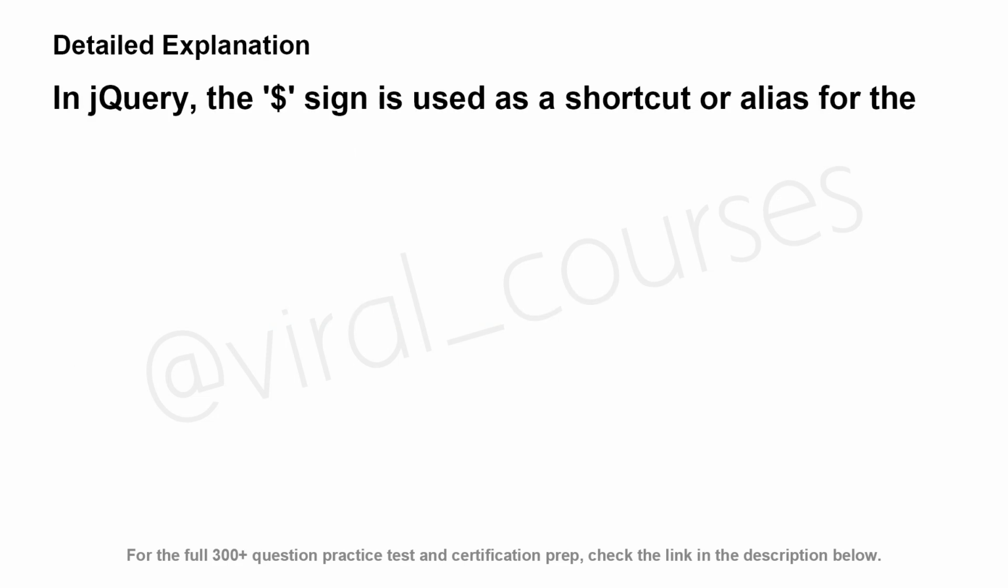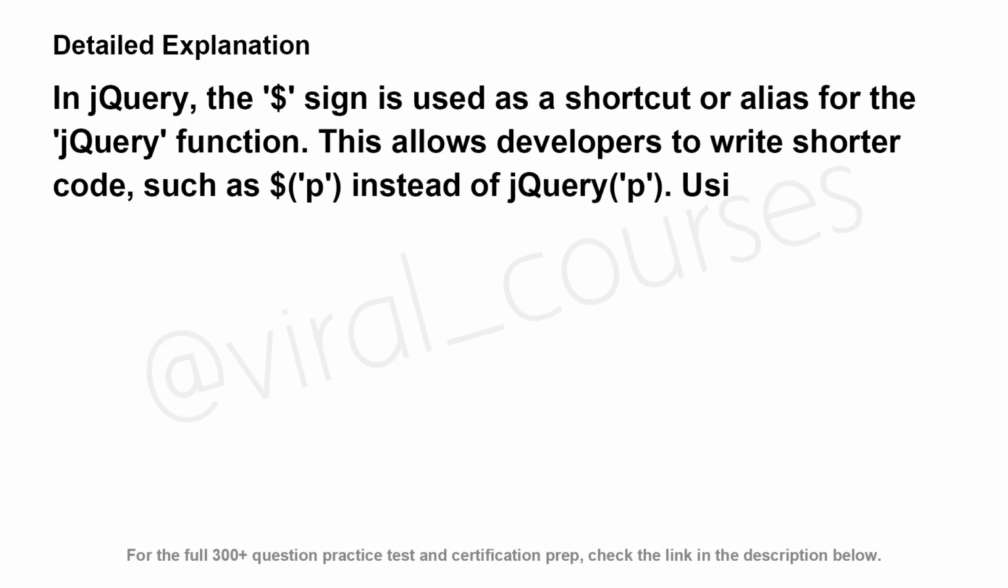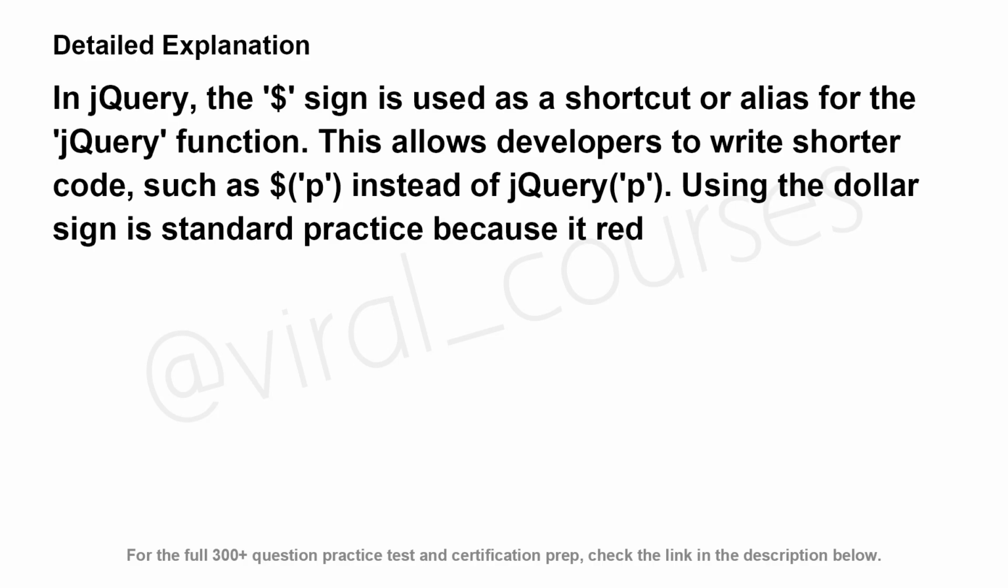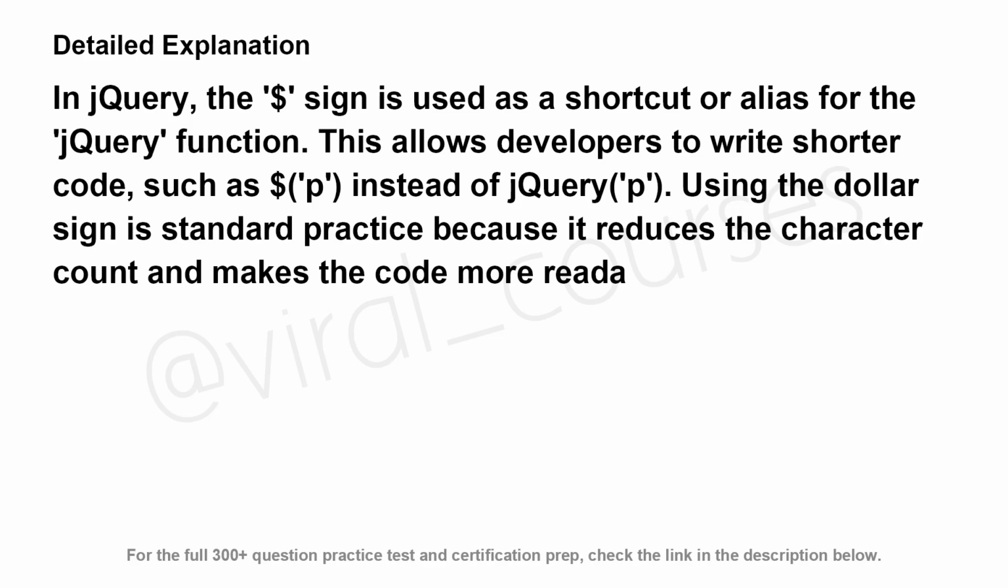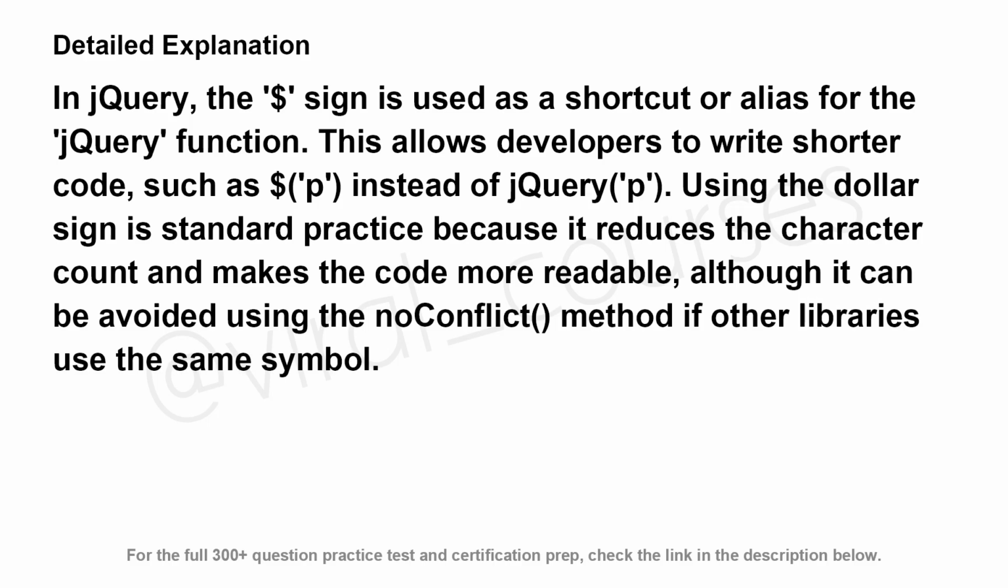In jQuery, the $ sign is used as a shortcut or alias for the jQuery function. This allows developers to write shorter code, such as $('p'), instead of jQuery('p'). Using the $ sign is standard practice because it reduces the character count and makes the code more readable, although it can be avoided using the noConflict method if other libraries use the same symbol.